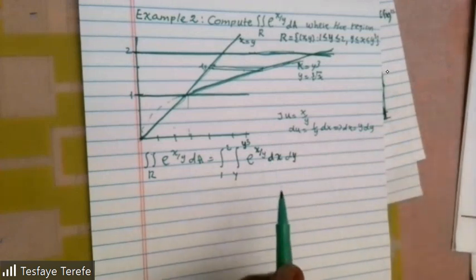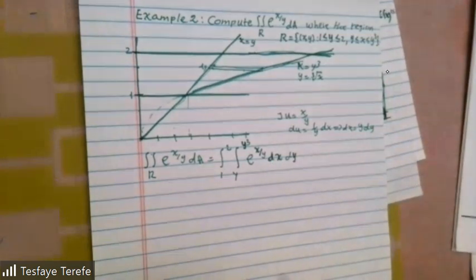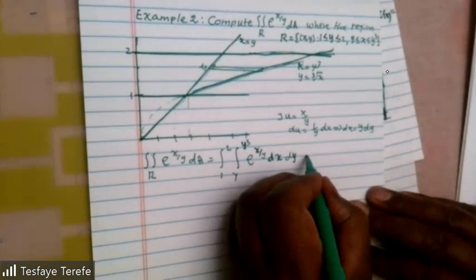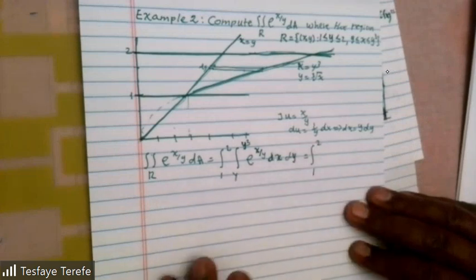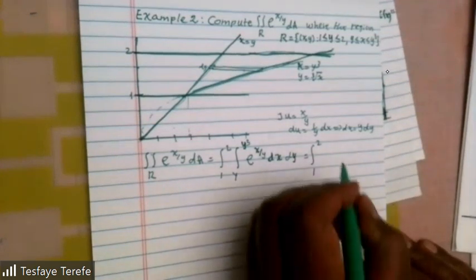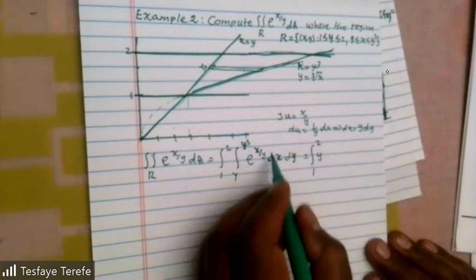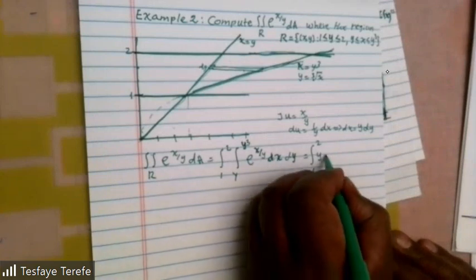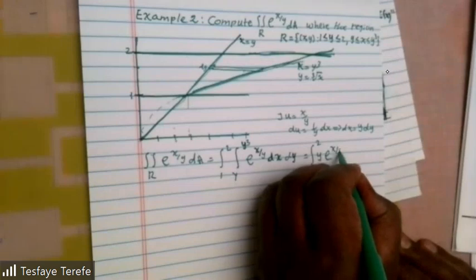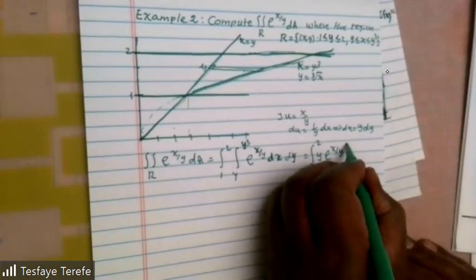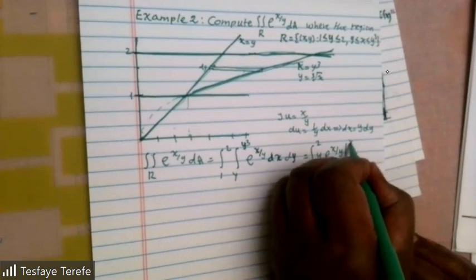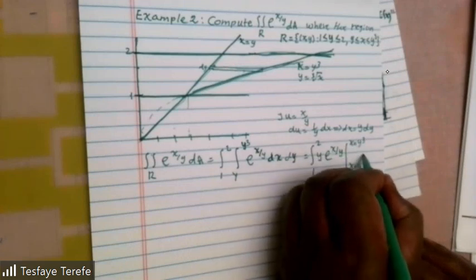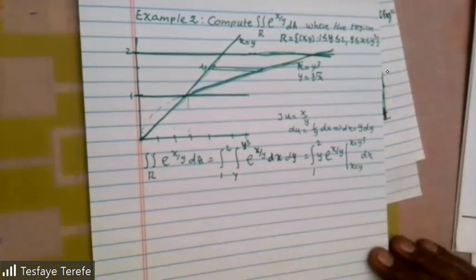So this is e raised to u, y times e raised to u, and the antiderivative of e raised to u is e raised to u. Therefore, I can have the integral from 1 up to 2 of y times the antiderivative, which is the function itself, e raised to x over y, evaluated from x equal to y to x equal to y cubed, and I'm going to integrate with respect to x.